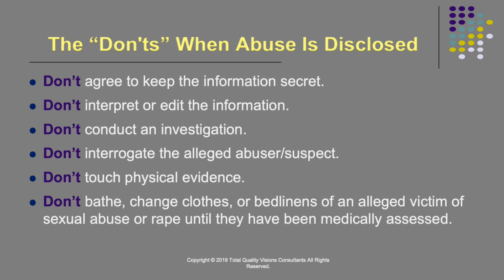The don'ts when abuse is disclosed: don't agree to keep information secret. Don't interpret or hide evidence. Don't conduct an investigation. Don't interrogate the alleged abuser or suspect. Don't touch physical evidence. Don't bathe, change clothes, or bed linens of an alleged victim until they have been medically assessed.